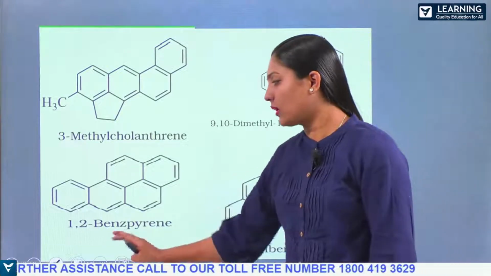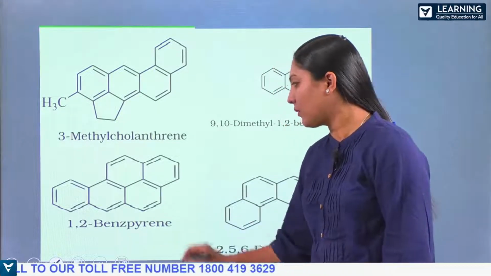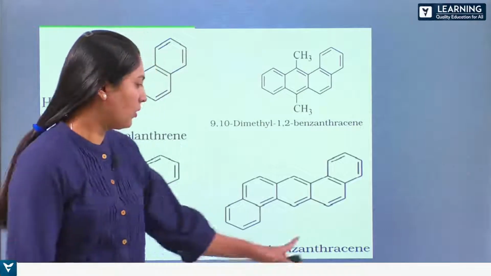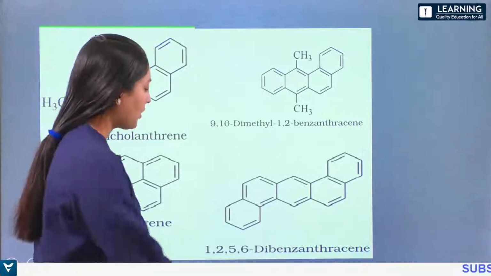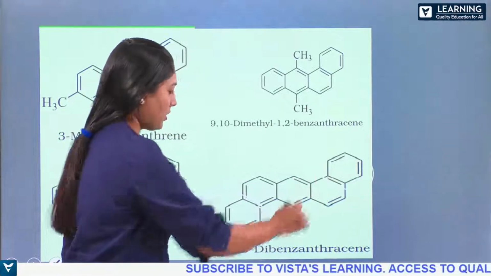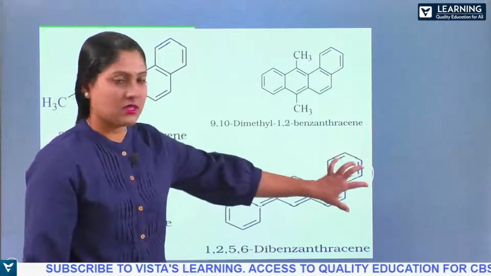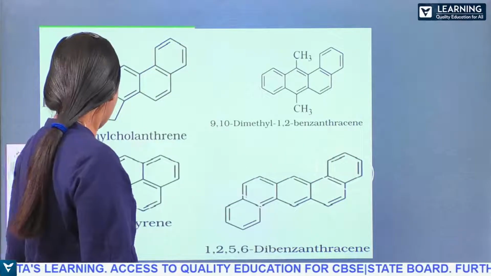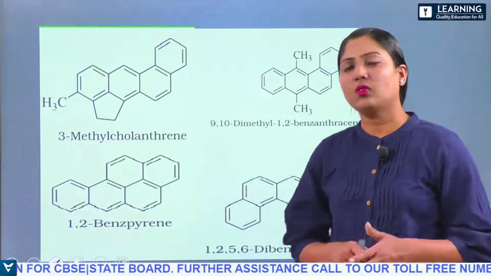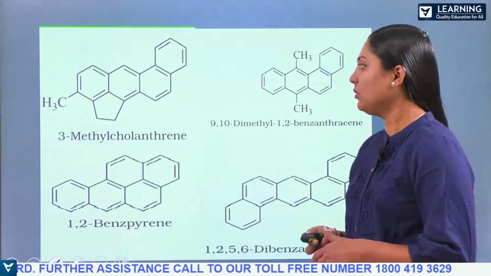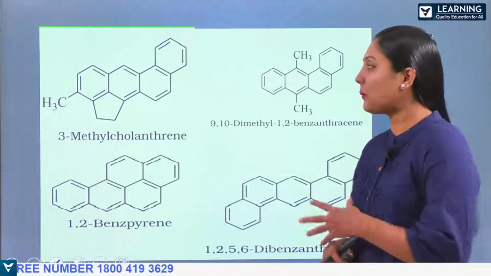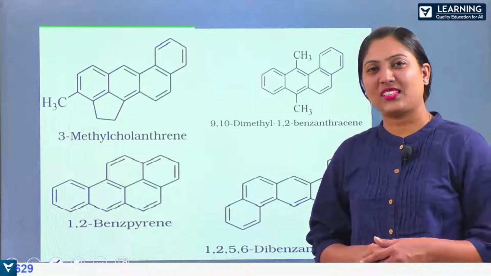So next we have 1, 2 benzpyrene. So we have this with the pyrene structure. We have one more which is 1, 2, 5, 6 dibenzanthracene. So 1, 2 and 5, 6 dibenzanthracene will be produced. So these are some of the examples of carcinogenic or toxic compounds which produce cancer. You should know these are the carcinogenic compounds made up of hydrocarbons which are present in the aromatic compounds. Got it, students?